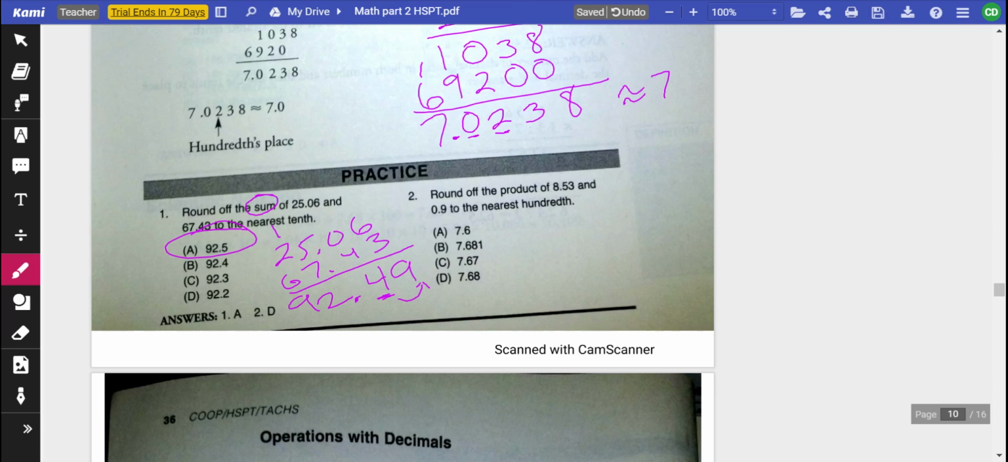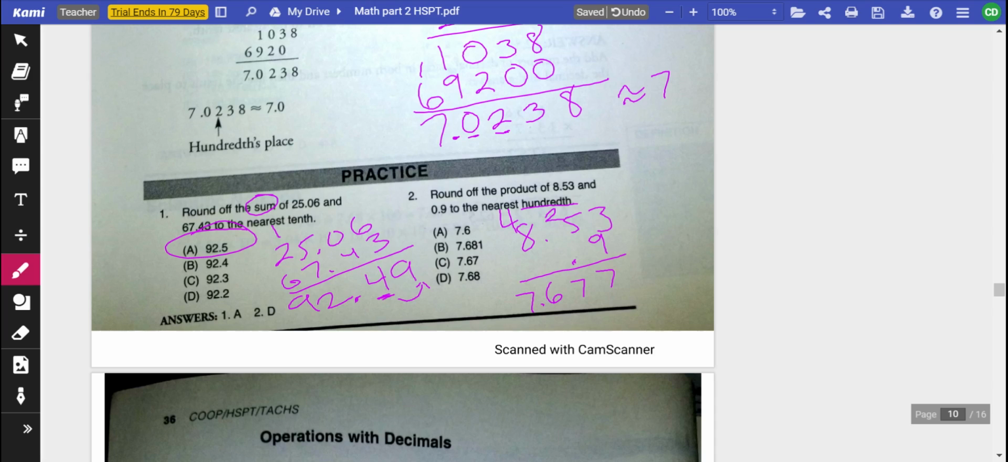For the next one, round off the product. Ooh, multiplying now. Of 8.53, and I want to go to the nearest 100th just so I keep that in mind, times 0.9. So all I'm going to do is multiply straight through. 9 times 3 is 27. 9 times 5, 45, plus 2, 47. 9 times 8 is 72, plus 4 is 76. And then I'm going to end up with 1, 2, 3 place values.